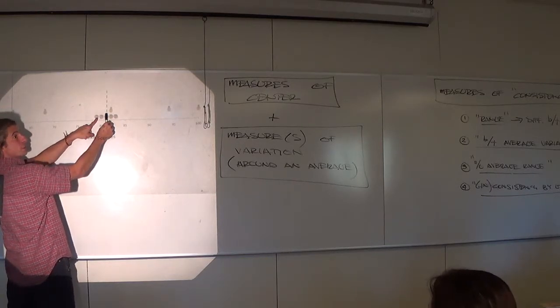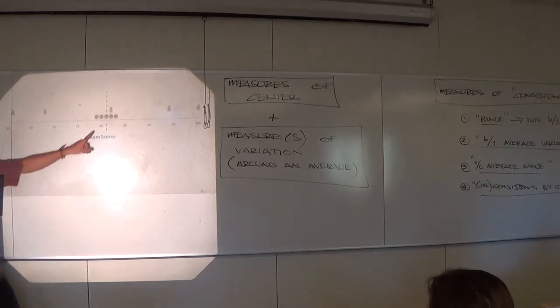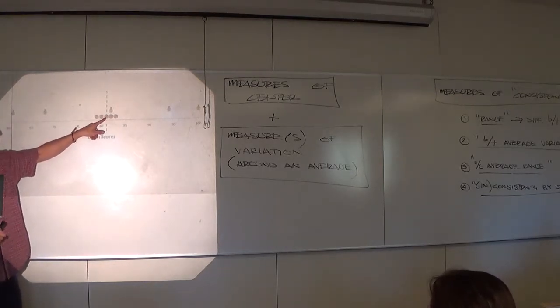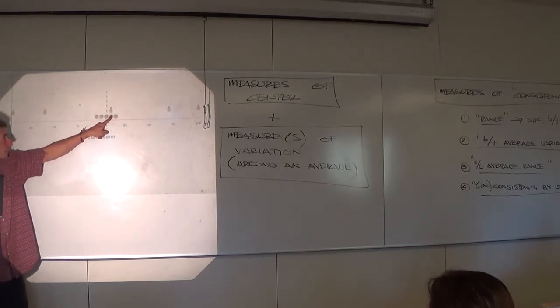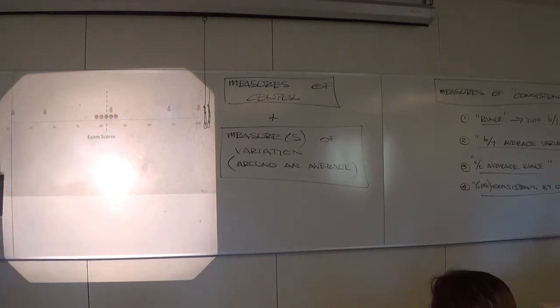What's the difference? It's 2 away. How about this data point and the average? 1. It's 1 away. How about this data point and the average? It's on it. How about this data point and the average? 1. How about that data point and the average? What are you thinking, Jared? What do you think? Go with it.